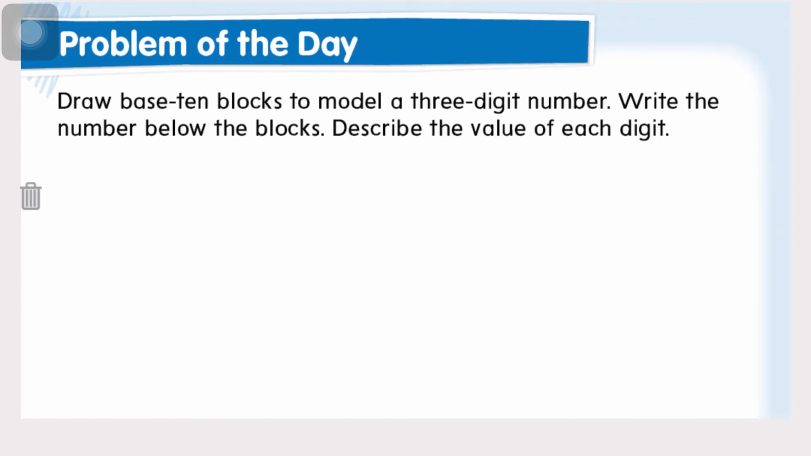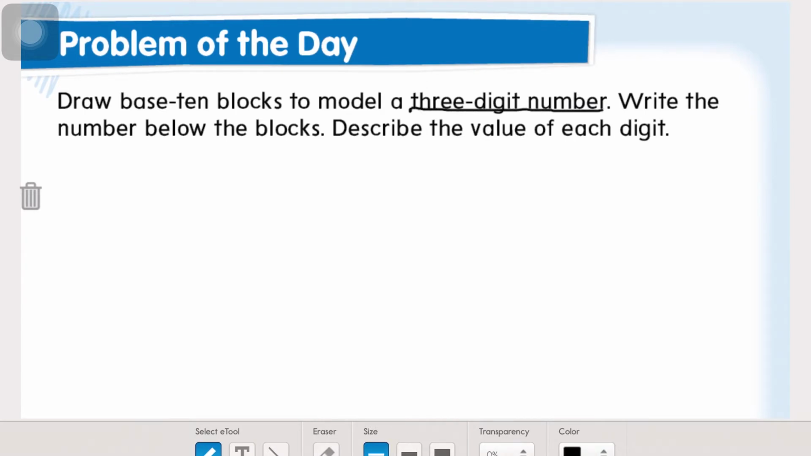Draw base 10 blocks to model a 3-digit number. Write the number below the blocks. Describe the value of each digit. Okay, so we need to do a 3-digit number, so it'll have hundreds, tens, and ones, and then we're going to write the number below the blocks to describe the value of each digit.